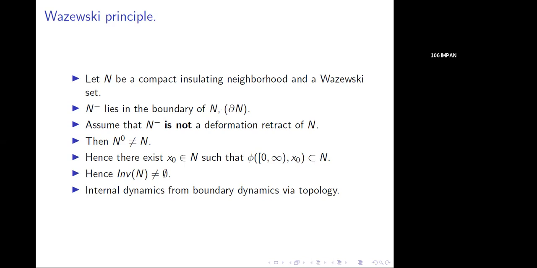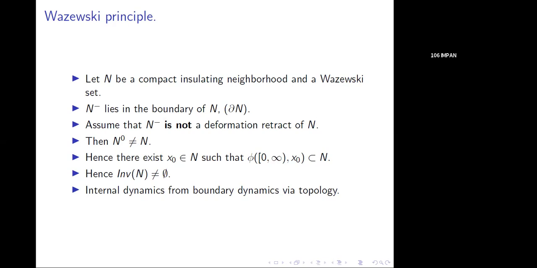And let's assume moreover, so topology is telling you that something is not possible. Let's assume that N minus, the set of points that leave immediately, is not a deformation retract of the whole set N. In this case, the set N0 cannot be the whole N, because we know from Wazewski that N0 is a deformation retract. So it has to be something considerably smaller. What does it mean? Well, it means that N contains the points that never leave.